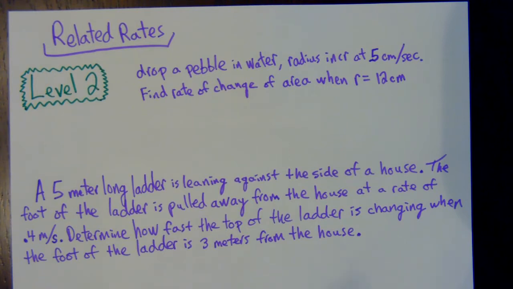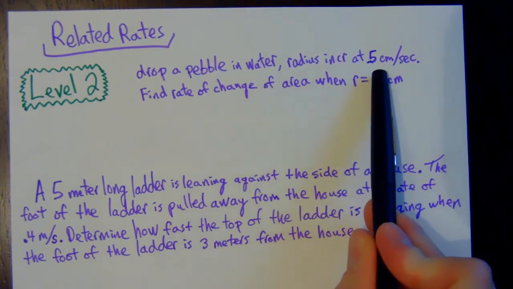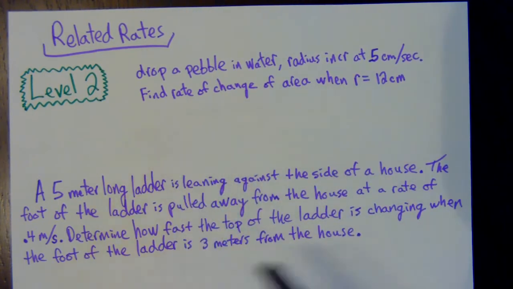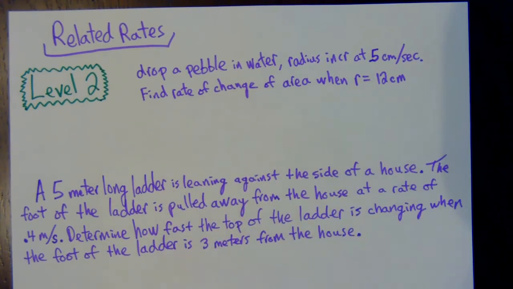So let's say you had a stopwatch out and you figured out that the radius was increasing at a rate of 5 centimeters per second. That's how fast those circles were radiating out from the center of where you dropped the pebble. And if the radius is increasing, the circles are getting bigger, so the area of those circles is changing.